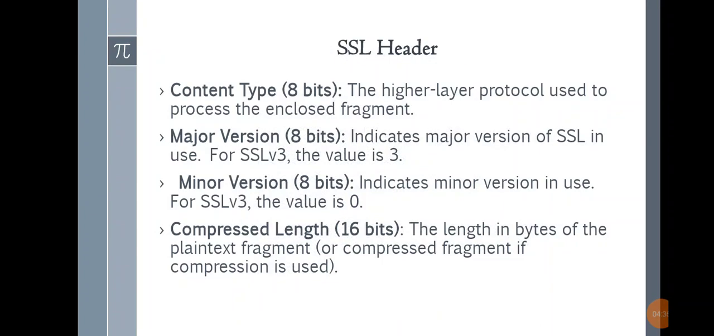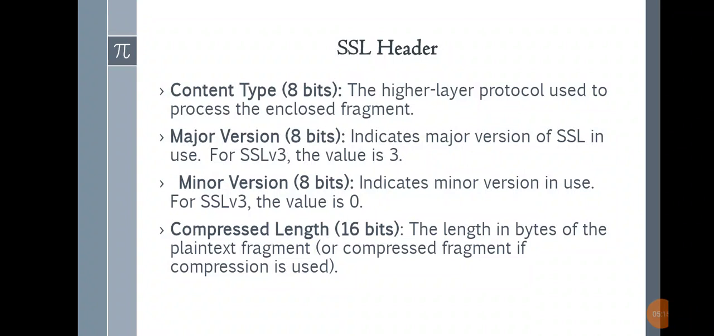We already said that the SSL header, which is added at the beginning of the encrypted data, contains four constituent elements: content type, major version, minor version, and compressed length. The content type, major version, and minor version are each 8 bits in size. The content type specifies which type of protocol is used for the fragment. The major version indicates the major version, whose value is always 3, and the minor version indicates the minor version, whose value is always 0. And the compressed length specifies the length of the data.